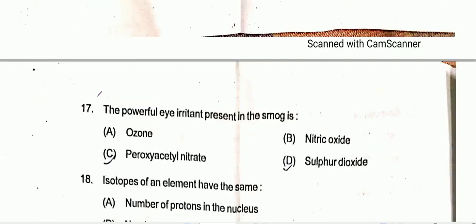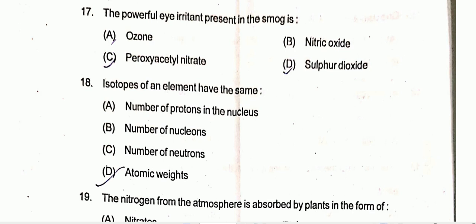Question number 16. Energy in the sun is generated mainly by means of fission of helium atoms. So option B is the correct one. Question number 17. The powerful eye irritant present in smog is peroxyacetyl nitrate. So PAN, that is option C is the correct one.